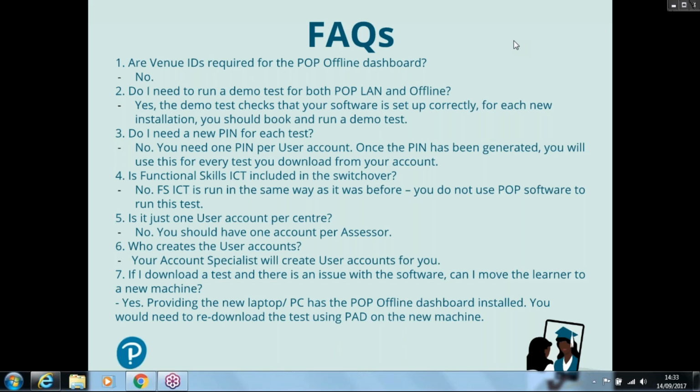And if I download a test and there is an issue with the software, can I move the learner onto a new machine? The answer to this is yes. All you need to make sure the new machine has is the POP offline dashboard installed. It's different to Promiser, where it was a bit tricksy. With this, as long as you've got POP offline, you can have the POP offline dashboard installed on, say, 10 different laptops. And if something goes wrong on one, you can move them on to another. All you need to do is make sure the test is re-downloaded on that PC. So it's not like with ESM where you had one venue ID per laptop. You can have as many instances of the POP offline dashboard. You just need to make sure you can access PAD, which is the website, on the new machine to download that test.